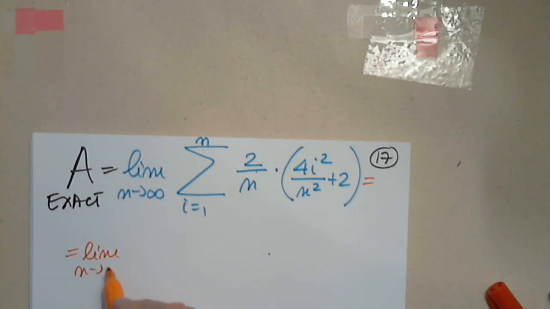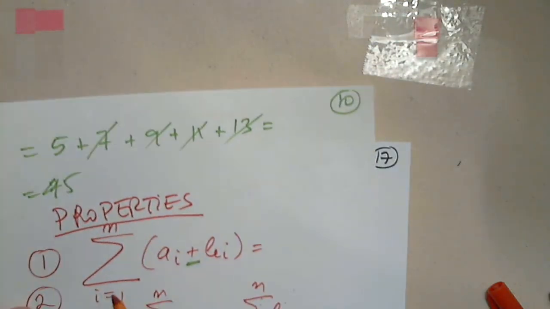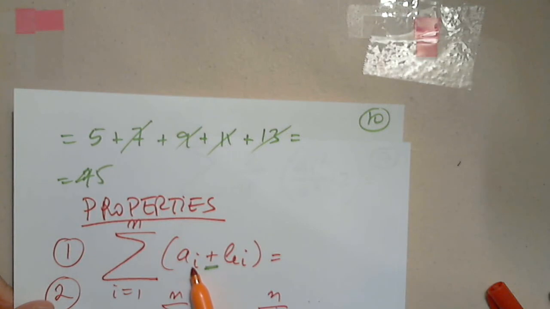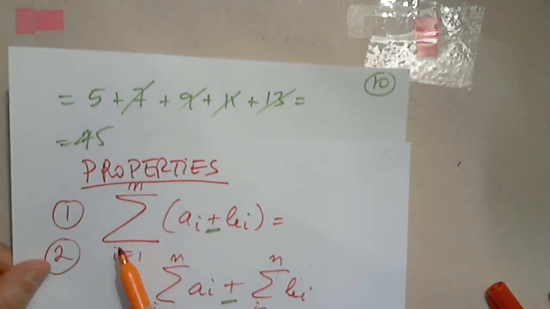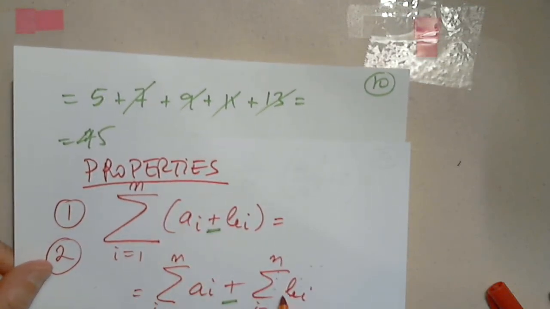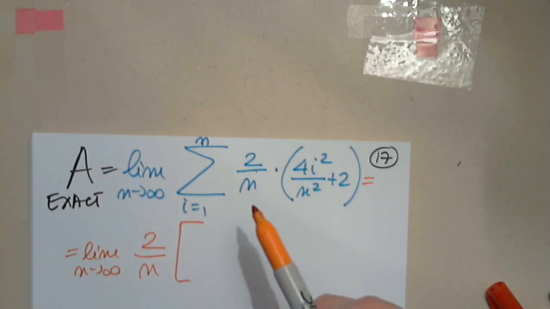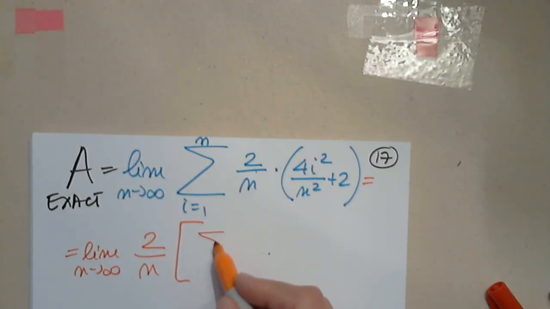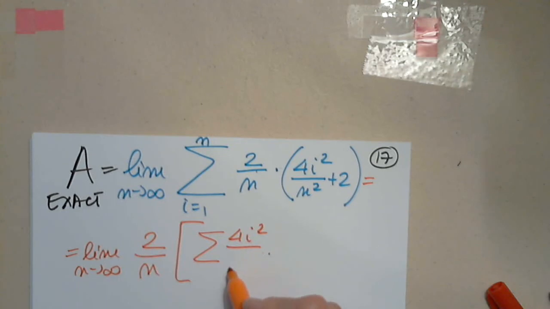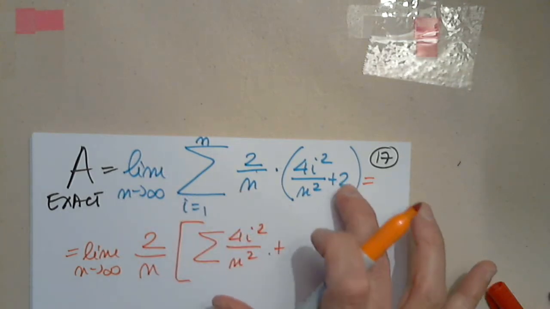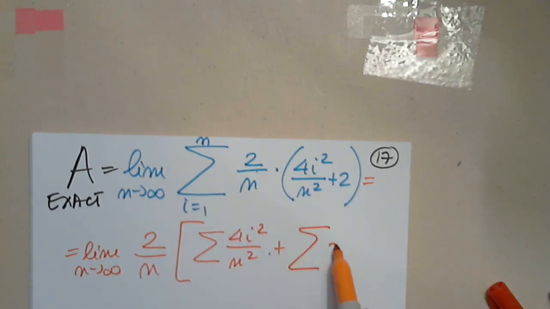Limit as n approaches infinity, 2 over n. Now I'm going to use a different property that says the sum of the generic term plus another generic term is the sum of the first one plus the sum of the second one. So the sum of this plus the sum of this, from i equals 1 through n, from i equals 1 through n.